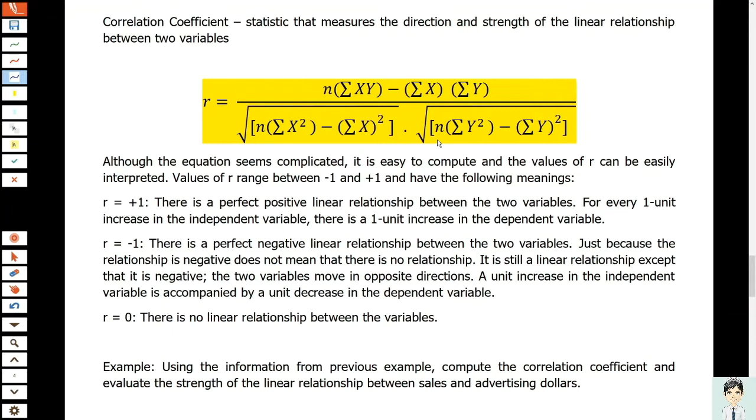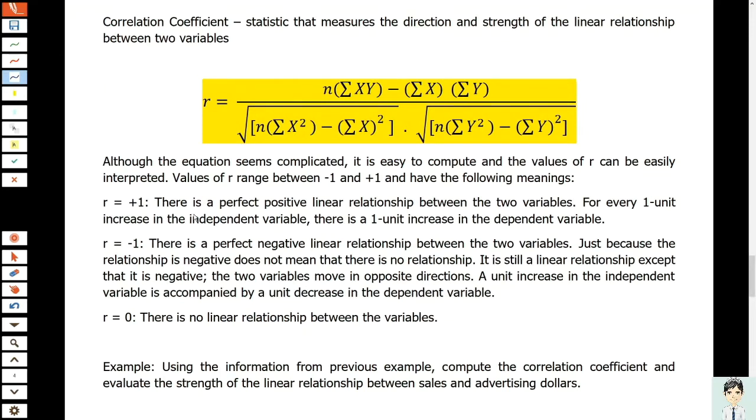Although the equation seems complicated, it is easy to compute and the value of R can be easily interpreted. Values of R range between -1 and +1 and have the following meanings. Ibig sabihin ng R, kapag +1 ang result, there is a perfect positive linear relationship between the two variables. For every 1 unit increase in the independent variable, there is a 1 unit increase in the dependent variable.